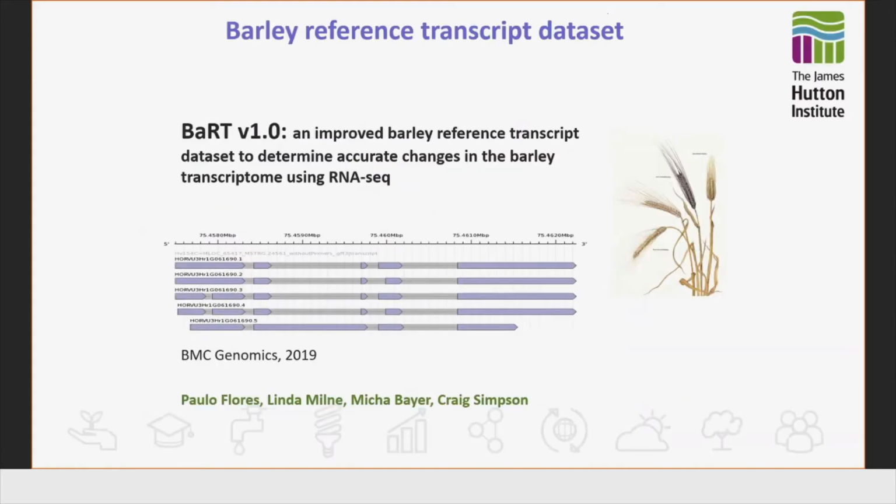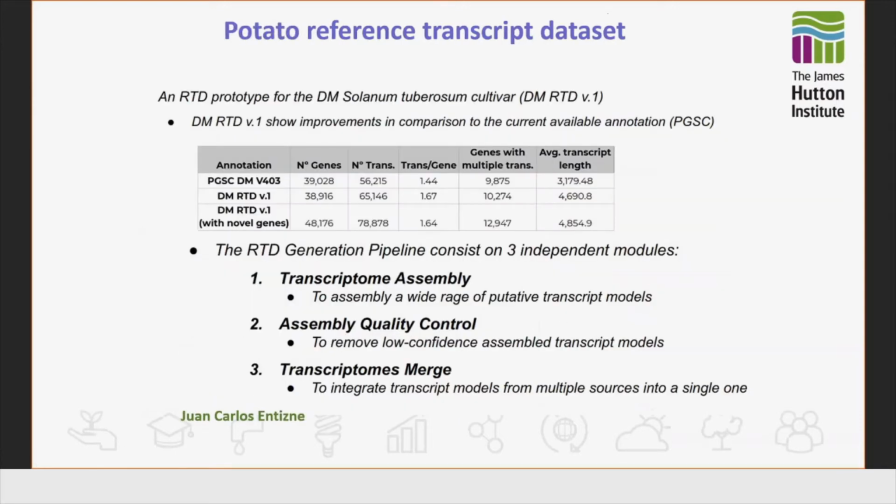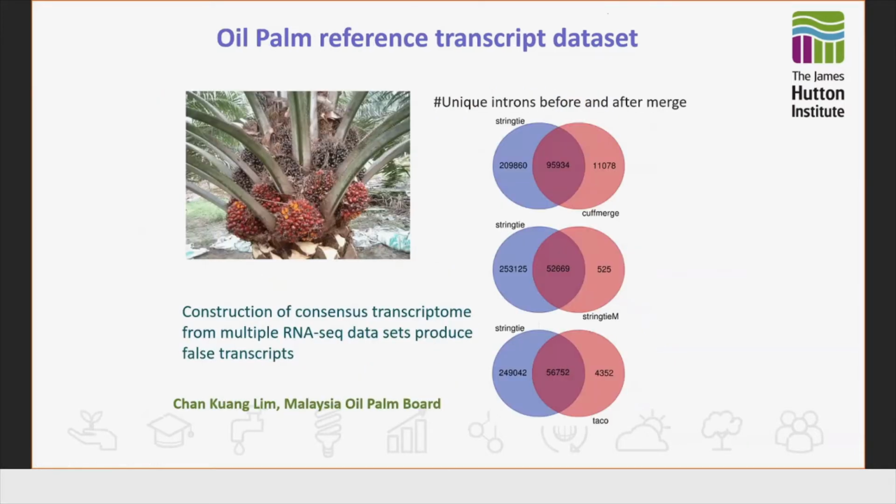The pipeline we developed has been translated into barley. The BaRTv1 was produced by my colleagues, including Paulo, Linda, Misha, and Craig. It was published in 2019 in BMC Genomics. And we're also working on a potato RTD, which was done by Juan Carlos, our PhD student. And a visitor from the Malaysian Oil Palm Board also came over and constructed this RTD for oil palm.